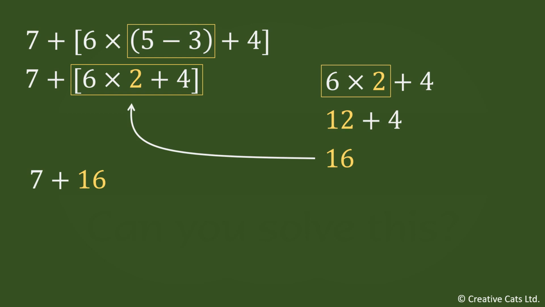Anyway, so instead of everything inside the square brackets, I'm putting the 16, which is the contents of the square brackets, which I've evaluated there on the right. So anyway, long story short, 7 plus 16 gives me 23 as the final answer.